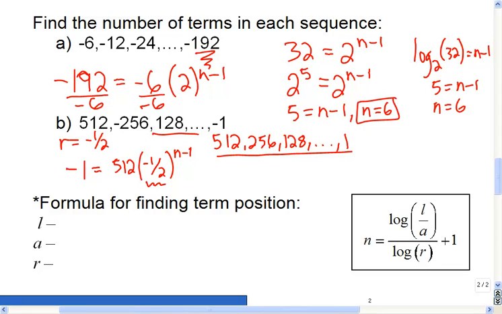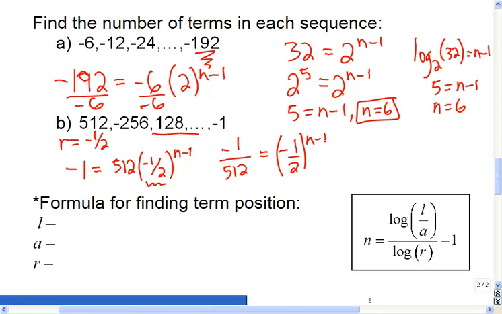Okay, but let's just finish this one off. So this will be negative 1 over 512 equals negative 1/2 to the n minus 1. If you're a computer nerd like me, you know that's 2 to the negative 9. And there's also a negative in there. Equals 2, so negative 2 to the negative 1. So that's one way we could solve it if you didn't want to use logs. That means the negative signs, negative and a negative, are gone.